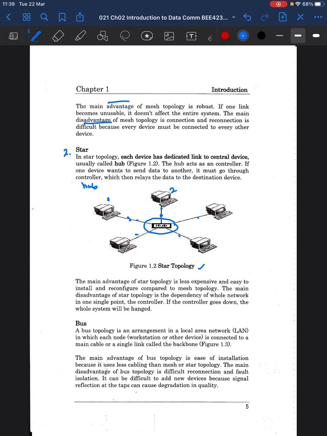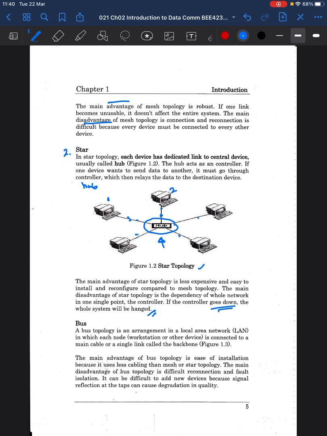Okay. The main disadvantage of star topology is the dependency of the whole network on one single point. So the disadvantage is the dependency on the hub. If the hub is gone, then the system is gone. If the controller goes down, rosak or any problem, the whole system will be in trouble. The whole system will be down.